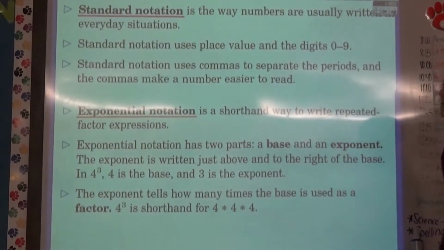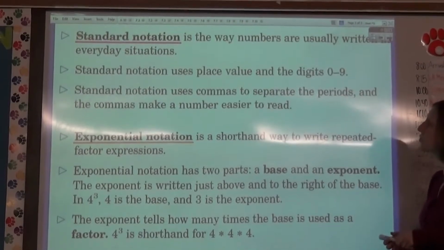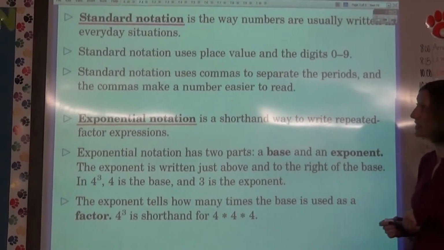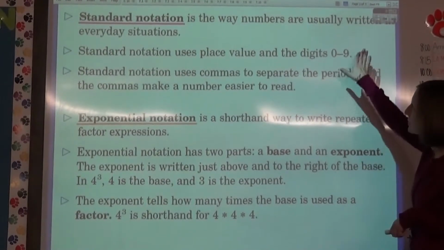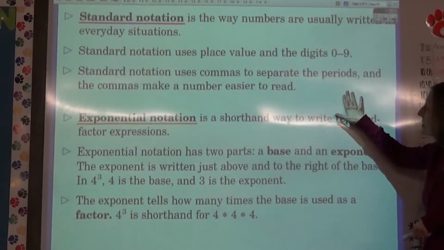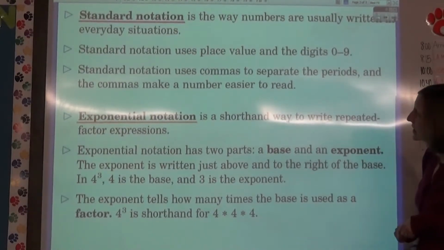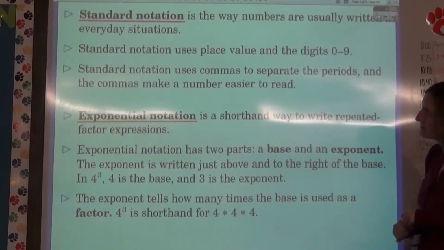Okay, here are a couple of definitions that you'll need to know. Standard notation is the way numbers are usually written in everyday situations. They use place value and digits 0 through 9. And then there are commas to separate the periods, and the commas make the numbers easier to read.